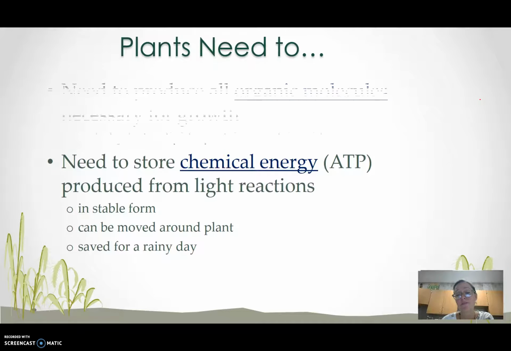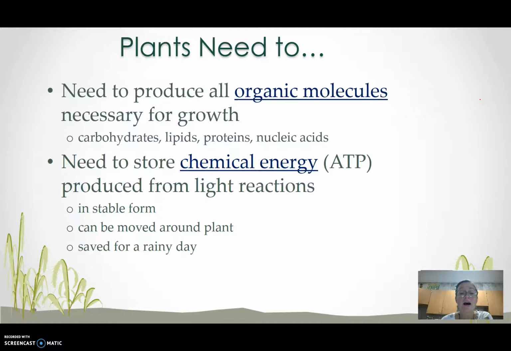Okay, so plants have to have a way to store their chemical energy made from the light reactions, but they also have to make all their own organic molecules. They make their own carbohydrates, their own lipids, their own proteins, their own nucleic acids. They are literally building life out of carbon dioxide and water.